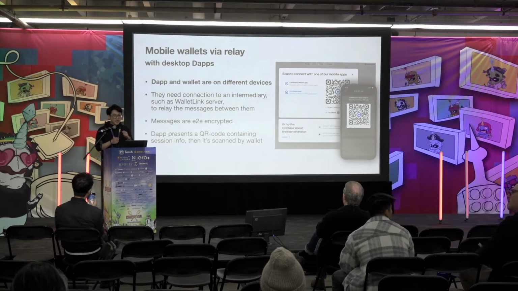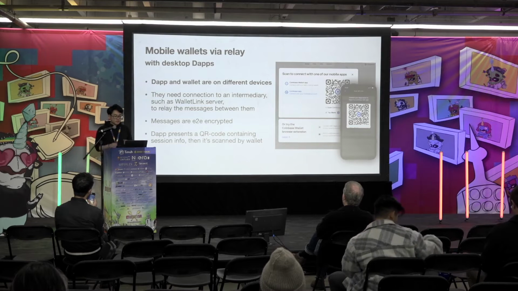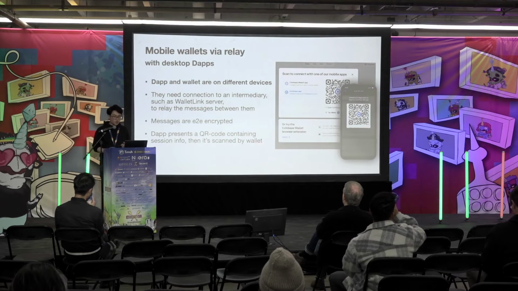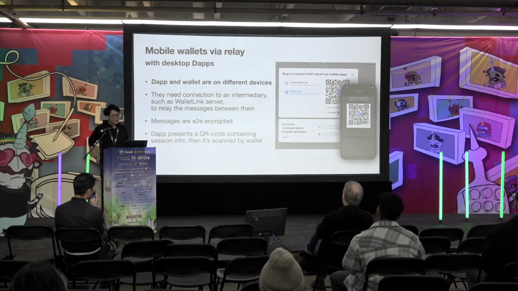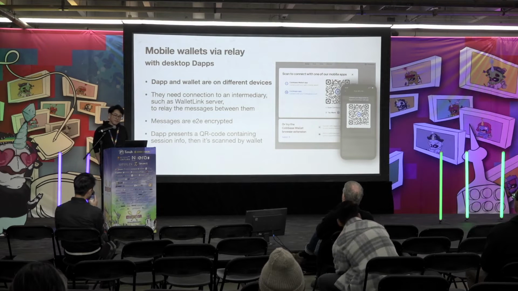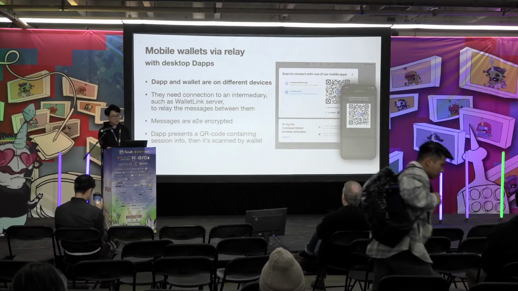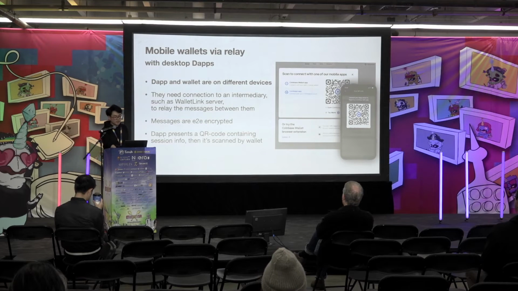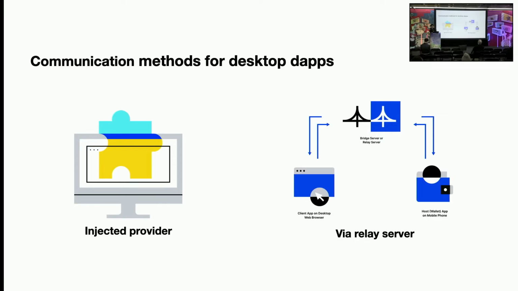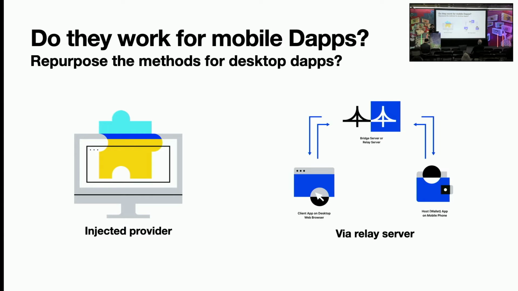And to share the information about the session, it usually uses QR code scanning. I think it's something like sharing a PO box with your friend to talk to each other. WalletLink is like a post office, and the session for the dapp and wallet is like a PO box to just pass messages. So these are the most popular methods that we currently use for desktop dapps. And can we use these methods for mobile dapps?